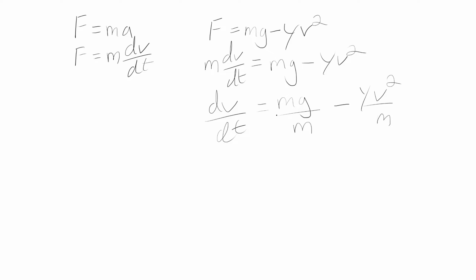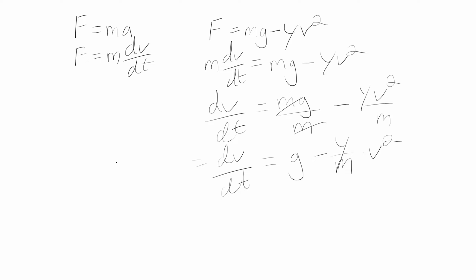So we know that this is going to cancel out, this is going to cancel out, and we're going to be left with dv over dt is equal to g minus the drag coefficient over m multiplied by velocity squared. Okay, so this is what we're looking at right now.